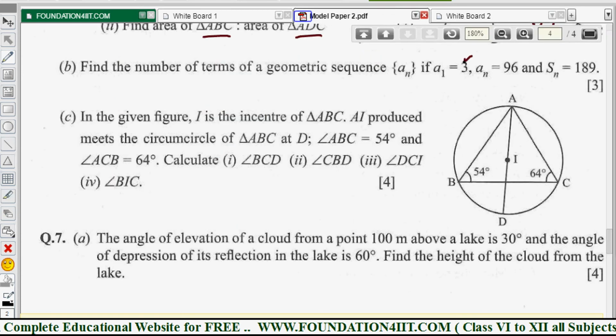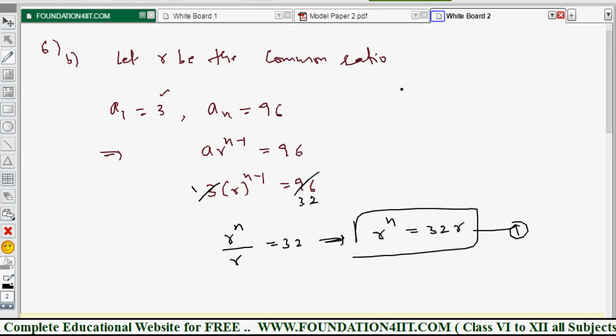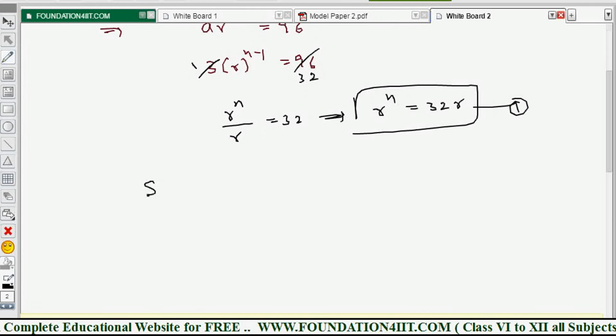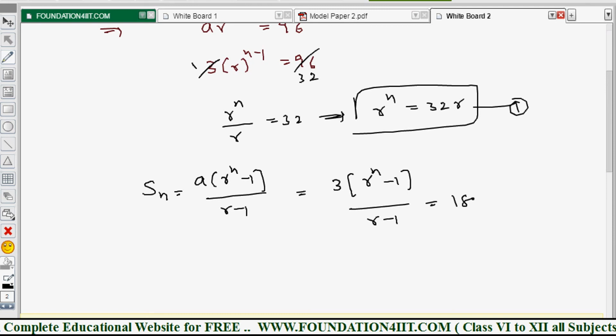Now if you see here, Sn is given, the sum of n terms is 189. Now let's take this Sn, the sum of n terms. Then the Sn formula is A into R to the power n minus 1 by R minus 1, right? So A is already given as 3, and this is equal to 189. Now from equation 1, R power n we will substitute as 32R. That is 3 into, in the place of R power n, I am substituting 32R, minus 1 by R minus 1 is equal to 189.